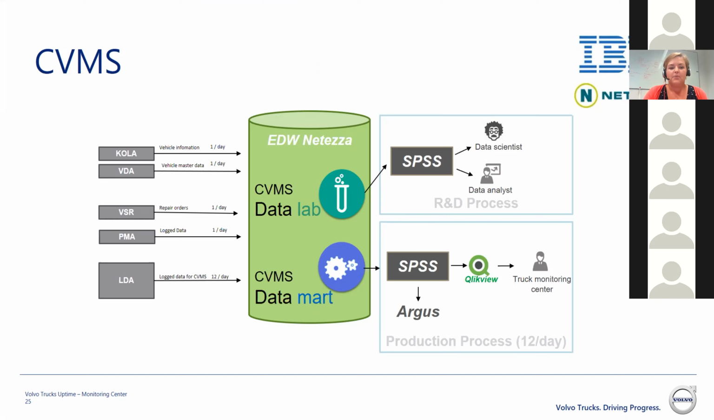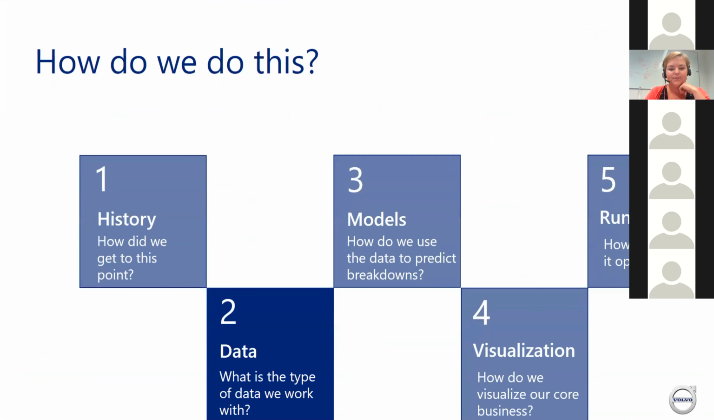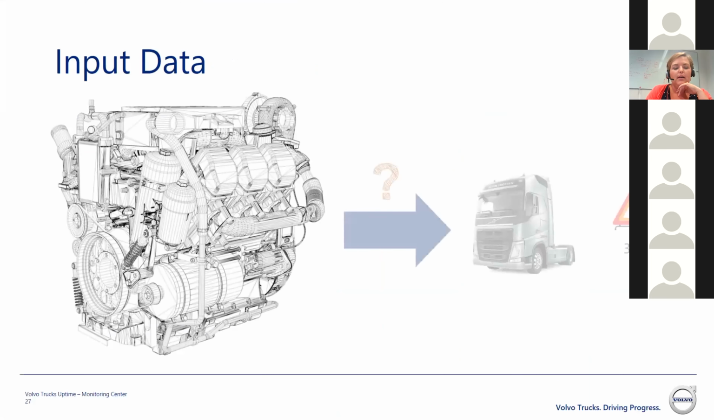But what kind of data do we work on? How do we go from a mechanical system like an engine to actually predicting that a subpart of that system will break down in 3 days? For that, you need to know that within the engine, there are a lot of sensors.